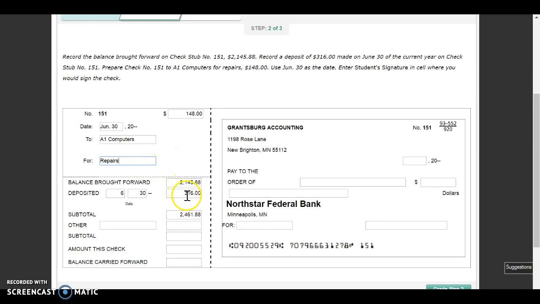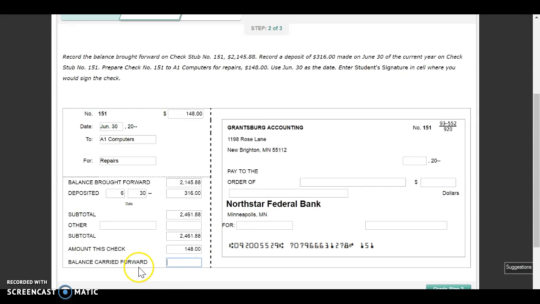Okay, then I'm going to go down. I have this information filled in. I have nothing to go in the other, so I need to fill in my subtotal. Since I have nothing in my other, I'm just going to bring that total down. So same number. And then I need to put the amount of this check. I'm going to get that from up here. My amount of my check is $148.